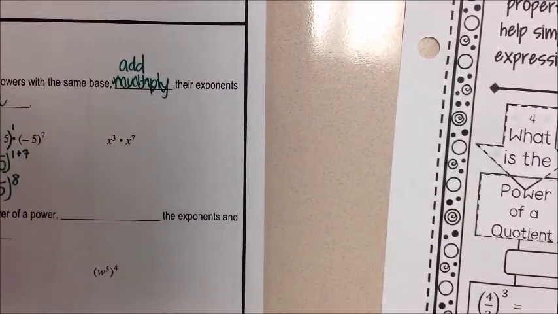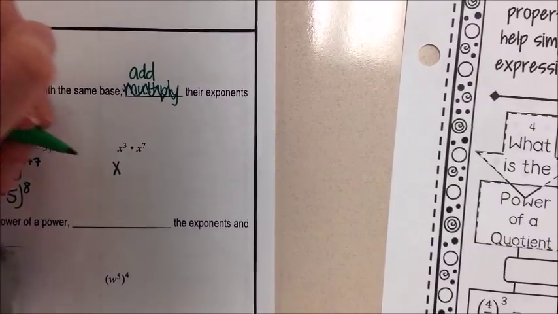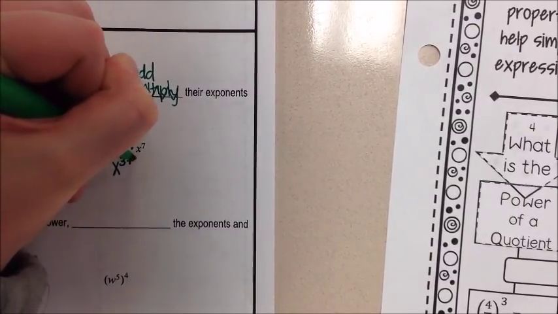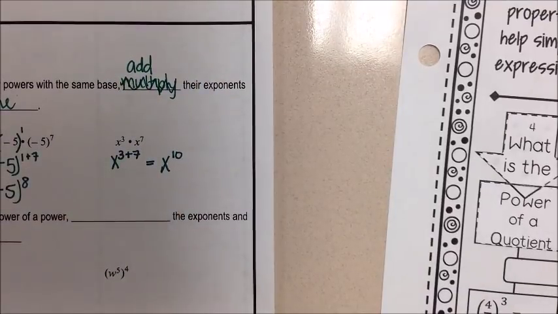Last one for this example. So I have x to the 3rd times x to the 7th. Sorry about that. So I'm adding the 3 and the 7, which gives me x to the 10th.